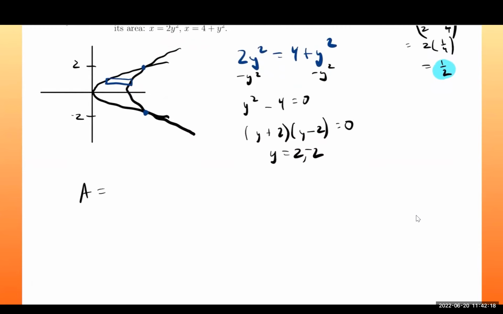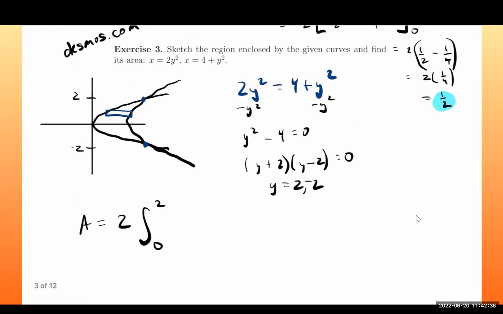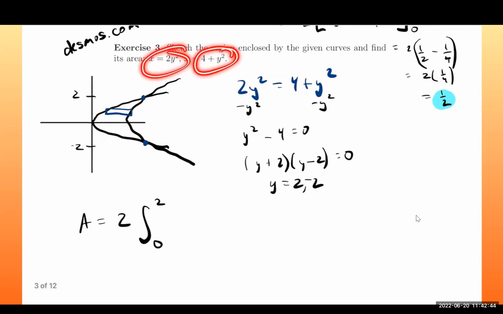And once again, you can use symmetry to your advantage. You don't have to go from -2 to +2. You can just go from 0 to 2 because this is equal to this. So let's do that. Let's multiply by 2. We'll go from 0 to 2. And this time our top function is going to be this one, and our lower function, or our bottom function, is going to be that one. So it's this minus this.